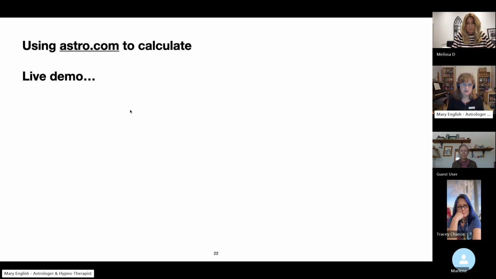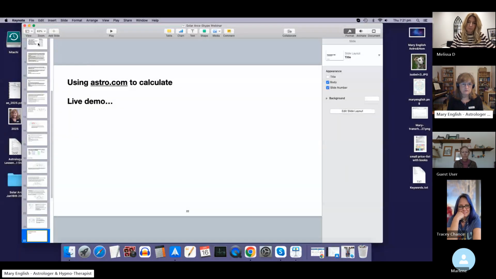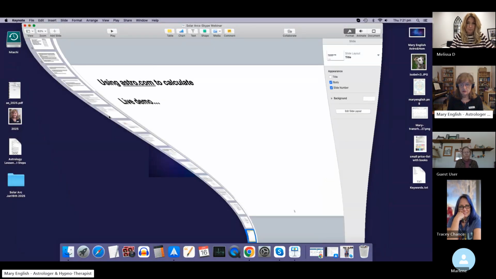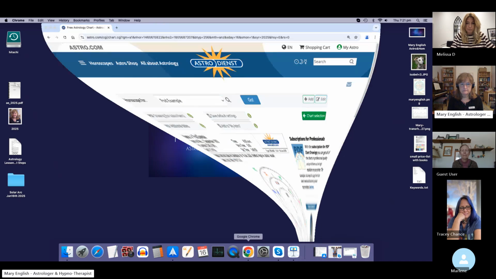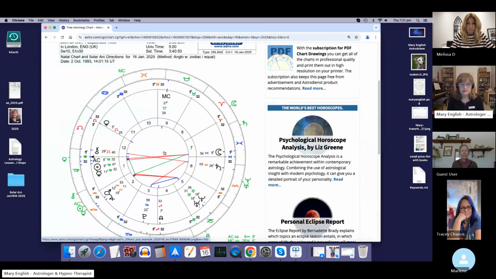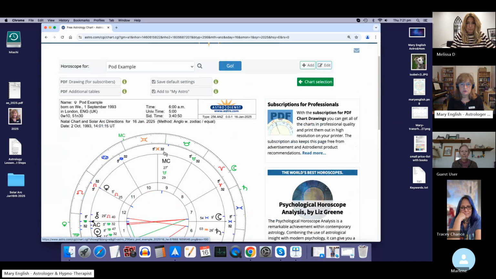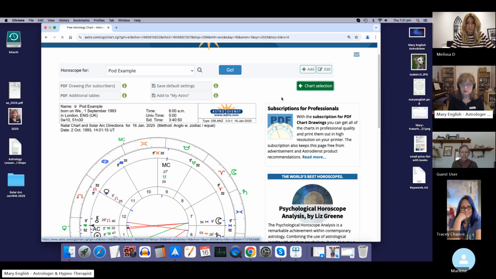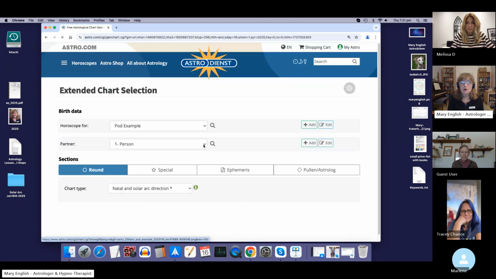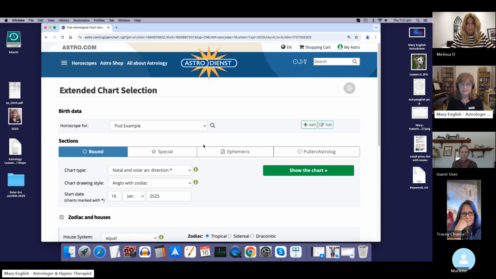So we're now going to use astro.com to calculate, and I'm going to do a live demo. So I'm just going to move that down and go to astro.com. Boom. Now this is an example chart that I've already created. You can eyeball the chart, okay? That is the simplest, easiest way of doing this, is just to look at how many degrees you've got between one thing and another in your chart.